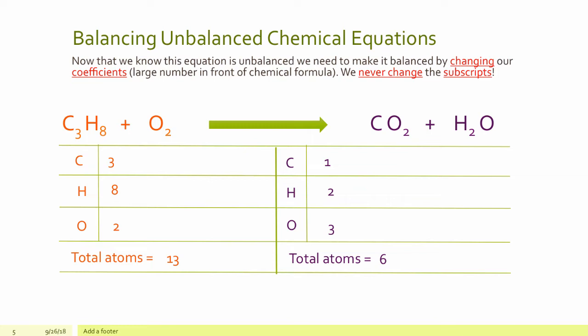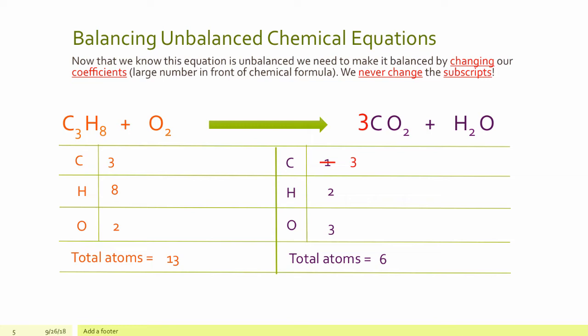So to do that, I can easily put a 3 coefficient in front of the CO2 on my product side. So I'm going to go ahead and do that. And when you do that, it's going to change the total number of atoms. So you're going to recount. So putting a 3 in front of CO2 is going to change my 1 to a 3. So now my C's match on my product and my reactant side.